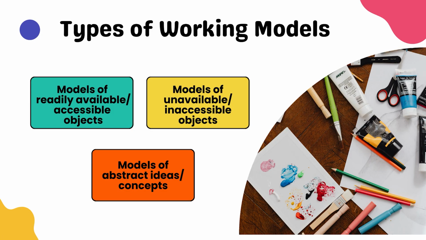The third is the models of abstract ideas or concepts. There are objects or ideas or concepts that cannot easily be explained to the learners. They are the symbols that concretize abstract ideas. So these models are the models of abstract ideas or concepts.